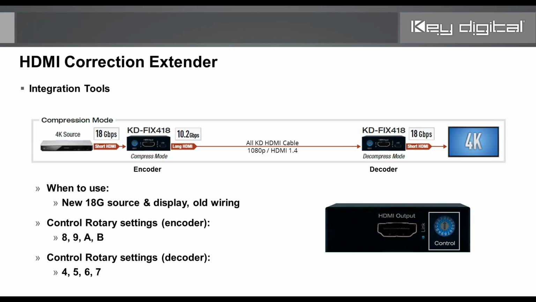However, you can use existing infrastructure like long HDMI cables, existing HDBaseT extenders, and more to extend that signal at 10.2 gigabits per second, not 18 gigabits per second, which would be too heavy of a bandwidth. So this is a second mode that is very useful for integrating, or another reason you would use the KD Fix 418.